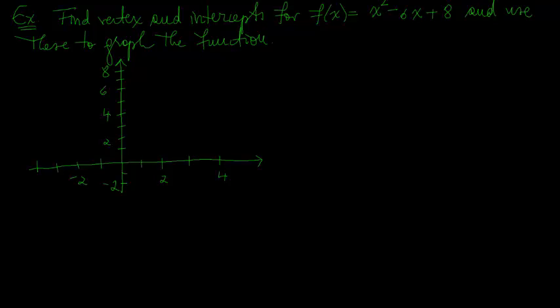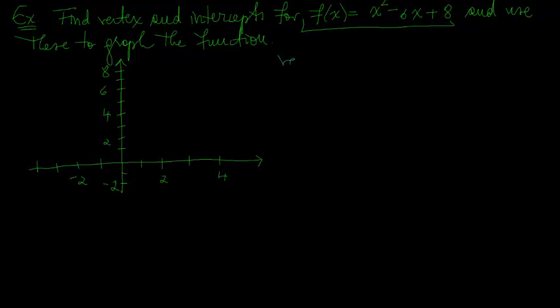So let's look at another example, namely f of x is x squared minus 6x plus 8, and let's try to find the vertex as well as the x and y intercepts of this function and use these to graph the function. So we start by looking at the vertex.